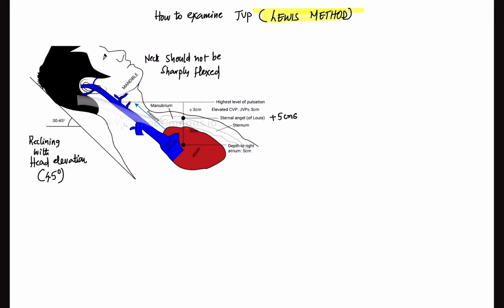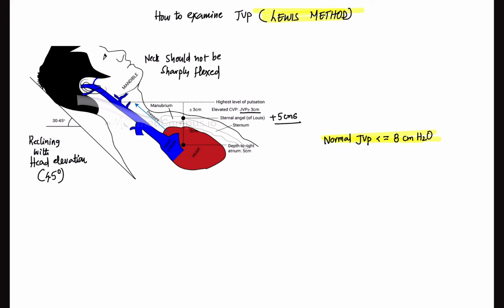So when you do that, the normal elevation is 3 centimeters. You have to add 5 centimeters. So what is the normal JVP? The normal JVP is less than or equal to 8 centimeter H2O. This is the normal JVP value, and this is how we measure.